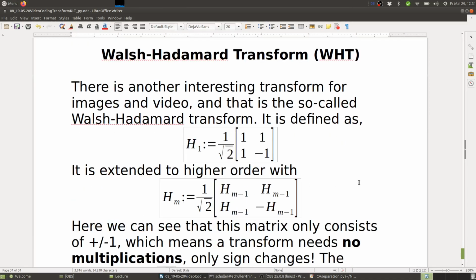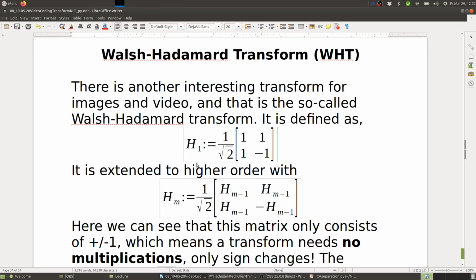Yeah, and finally, we also have the Walsh-Hadamard transform. This is another interesting transform for images and video. And that is the so-called Walsh-Hadamard transform, as the name says. And this is defined by this simple matrix here. So we start with a 2x2 matrix. And you can see here, first column is a low-pass filter, and the next column is the high-pass filter. Here we have the change in the sign. Here we have the constant value, and then we have a factor to make it orthonormal.